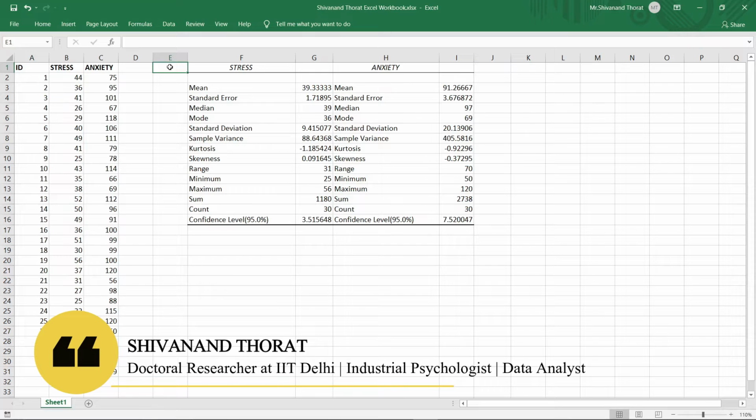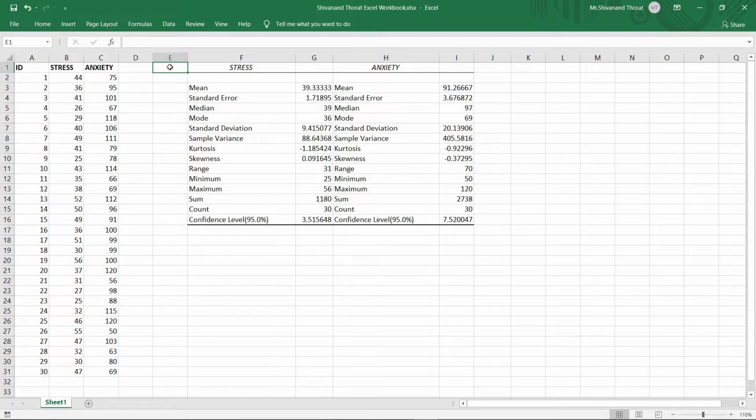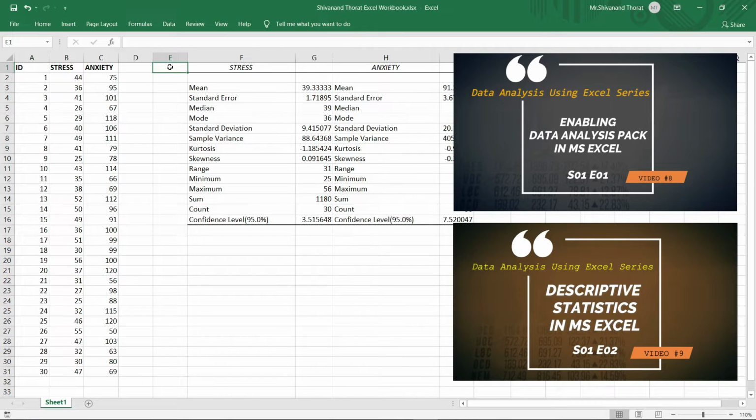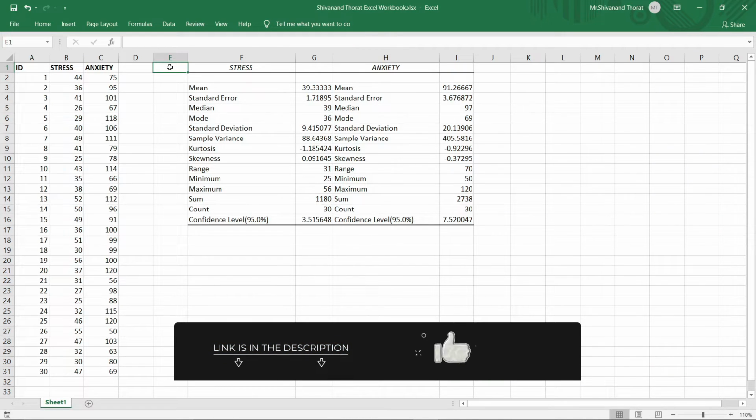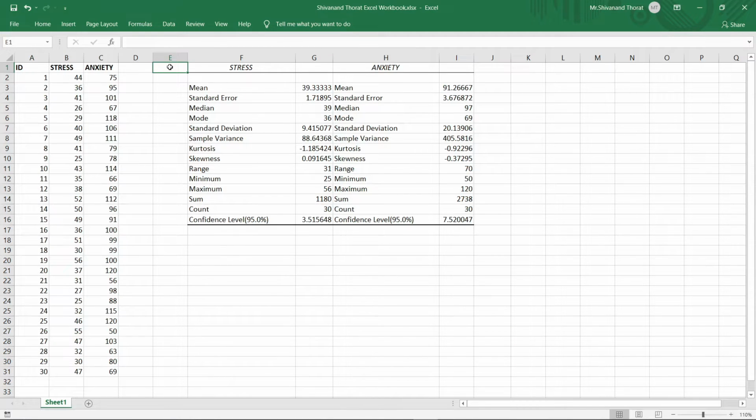In this third episode of the series, Data Analysis Using Excel, I will explain the descriptive statistics computed in Microsoft Excel using the Data Analysis option available under the Data tab. This option is not active by default and you need to manually activate it from the settings. How to activate it and how to compute this descriptive statistics has been covered in the first and the second episode of this series. I have dropped their links in the description box. Now let us understand what these descriptive statistics options are one at a time.